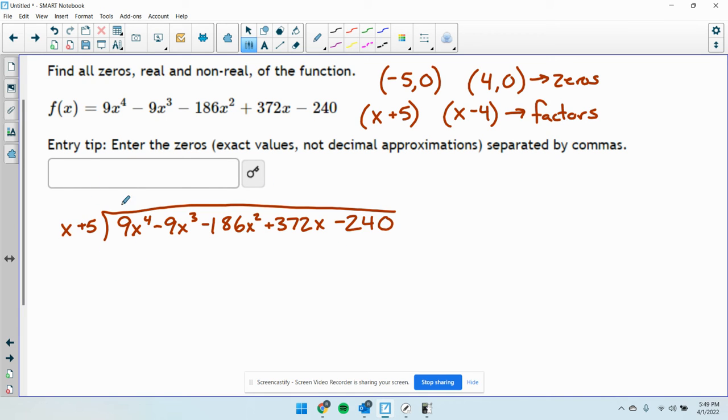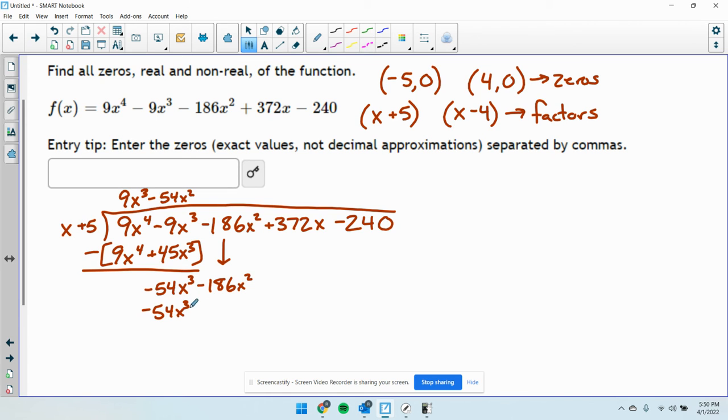Okay, going through, I would do 9x to the 3rd, so I get 9x to the 4th, plus 45x to the 3rd. Subtract, negative 9 minus 45, that's negative 54, x to the 3rd. So this would be minus, and you can bring this down. Maybe I should be doing this, it's actually better practice, 186x squared. x times what gives me negative 54x to the 3rd? That's negative 54x squared. So I get negative 54x to the 3rd minus negative 54 times 5.